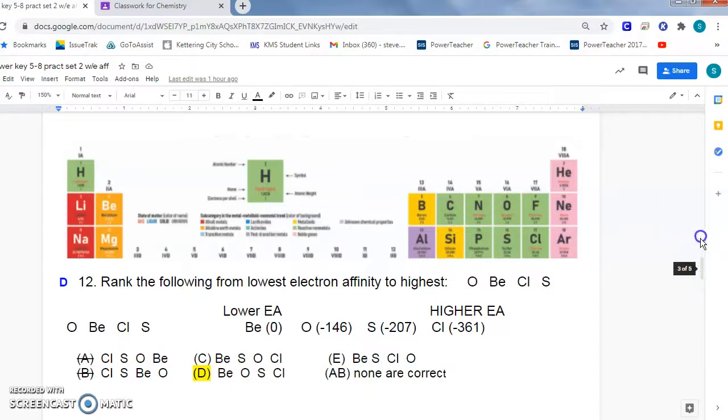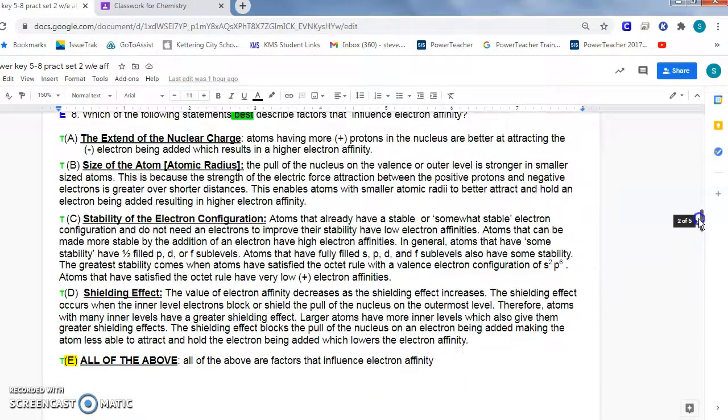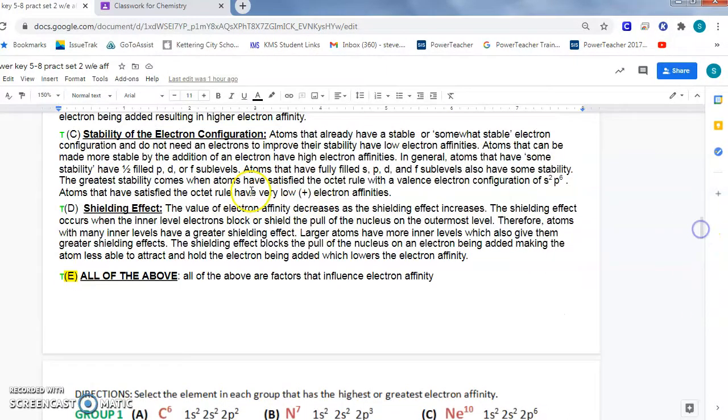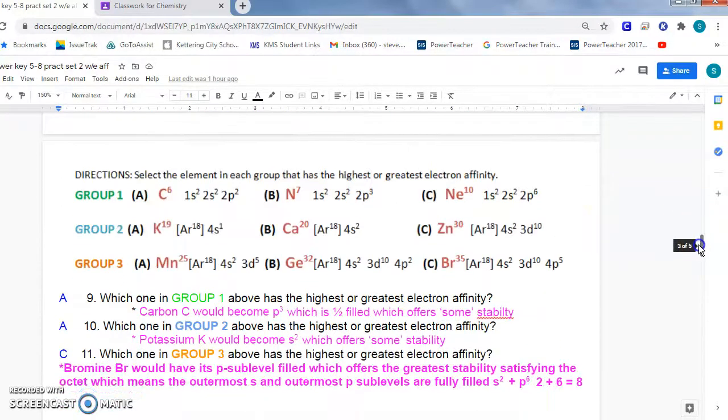Stability. What are the four factors that influence electron affinity? Here are the four factors that influence electron affinity. Stability is a huge one. Letter C there. So what makes an atom more stable when it gets an electron? First of all, it's made more stable if you can complete the octet rule. If that electron can fill that P sublevel, that would greatly increase electron affinity.